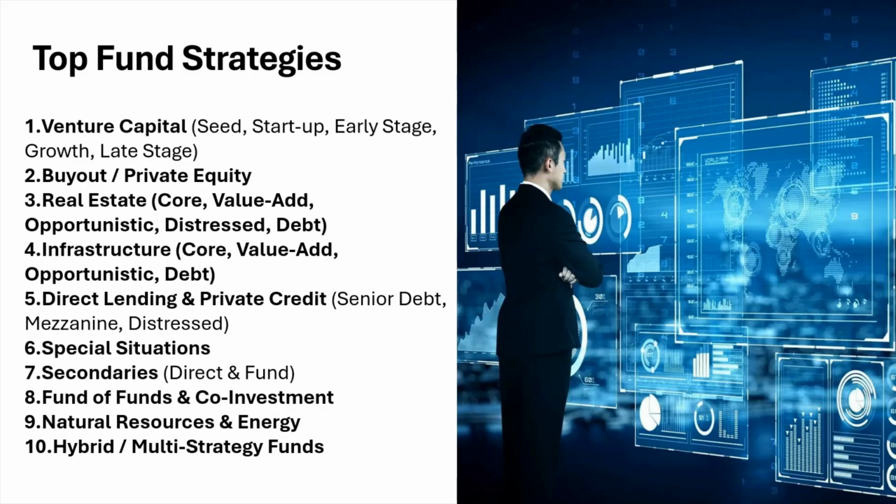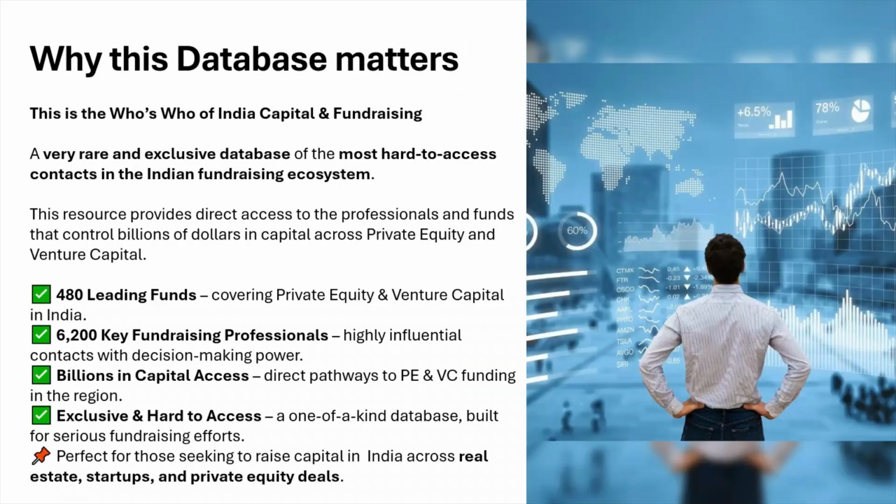Number 5, direct lending and private credit, that could be senior debt, mezzanine, or distressed. 6, special situations. 7, secondaries, that could be direct and fund. 8, fund of funds and co-investment. Number 9, natural resources and energy. And finishing off with number 10, hybrid or multi-strategy funds.